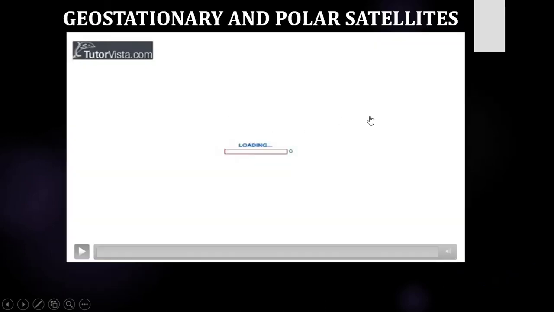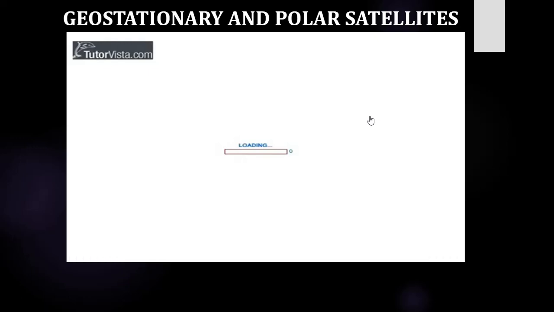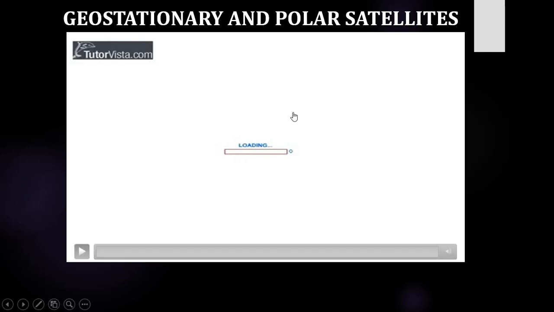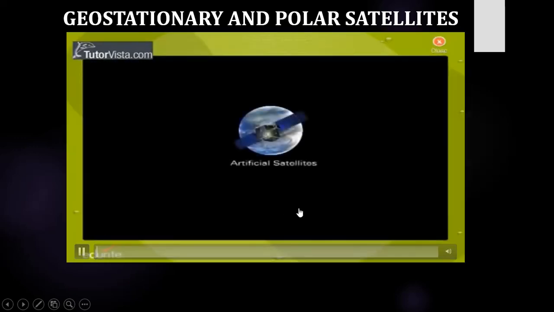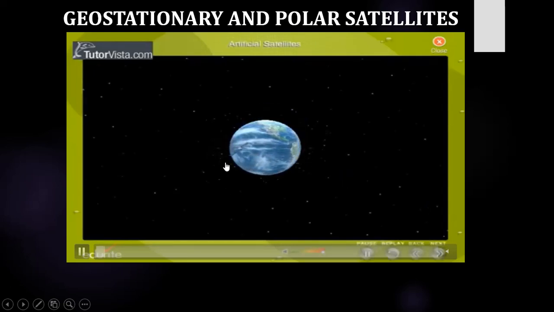So, geostationary and polar satellites. Before going to the geostationary and polar satellite explanation, I would like to show you one video in which geostationary and polar satellites are explained. You can observe here, artificial satellites. This is an artificial satellite. This is a geostationary satellite.